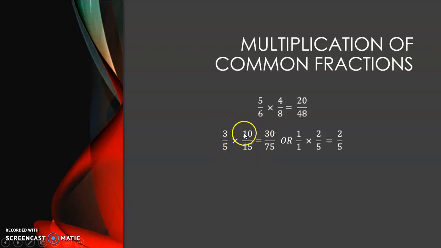Here I went across and I found 3 and 15 have a common factor of 3, and 3 divided by 3 is 1, and 15 divided by 3 is 5. But then I saw I still have some more factors. 5 and 10 have a common factor of 5, and 5 divided by 5 is 1, and 10 divided by 5 is 2. Now I just multiply. 1 times 2 is 2, and 1 times 5 is 5. And there I also have 2/5.